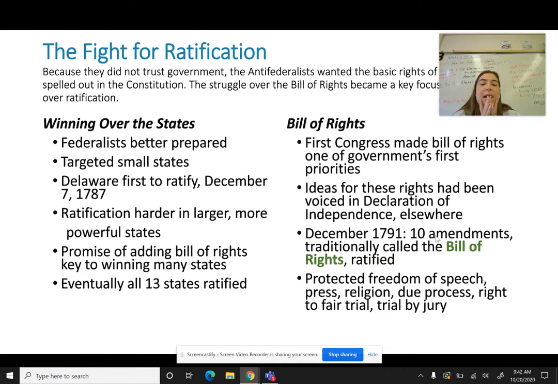They promised that they would add the Bill of Rights, and they said that this promise would be the key to winning a lot of the other states who weren't so sure. So eventually all 13 states ratified. All 13 states ratify the Constitution.